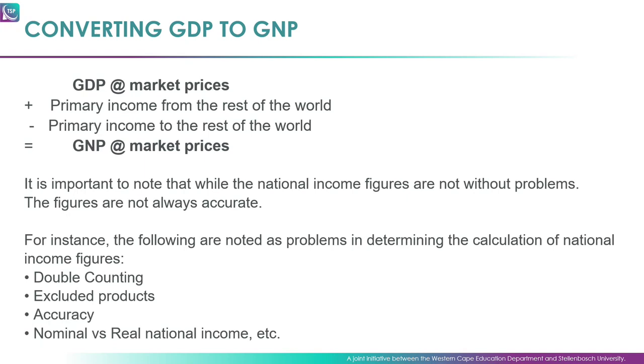Okay. The problem with national figures is that they're not always accurate, because there will be some problems. And like I said, one of the biggest problems is obviously double counting, where things are counted more than once. There are products that could have been excluded. Mistakes happen. People do make mistakes. If I'm writing down the number and you're shouting out a number, I'm hearing one number and you're saying another number. And obviously we have to make a distinction between nominal versus real income.